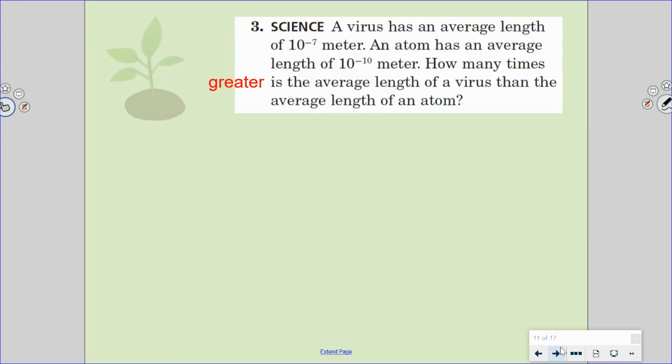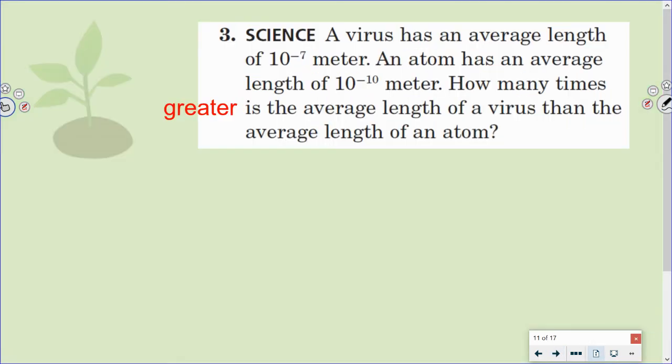Let's do one more, and let's make it one of the word problems. So the back side of your homework. If you want to, pause, do a few more homework problems, and then come back when you're ready. But I think this will wrap us up for today. Virus average length is tiny, tiny, tiny, 10 to the negative 7th meters.